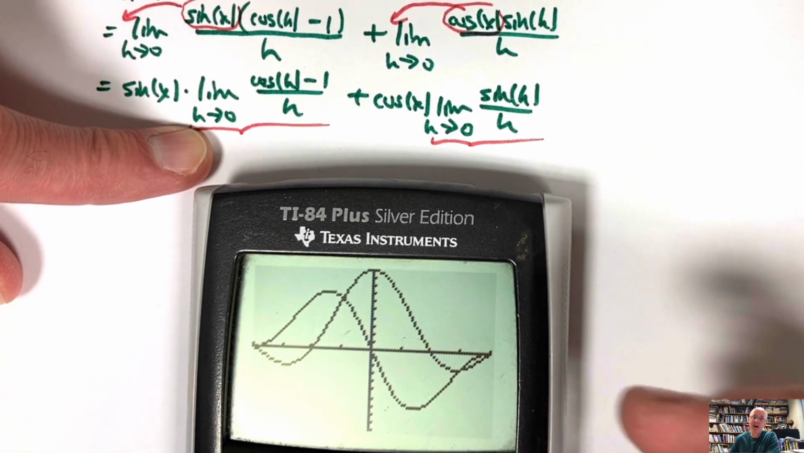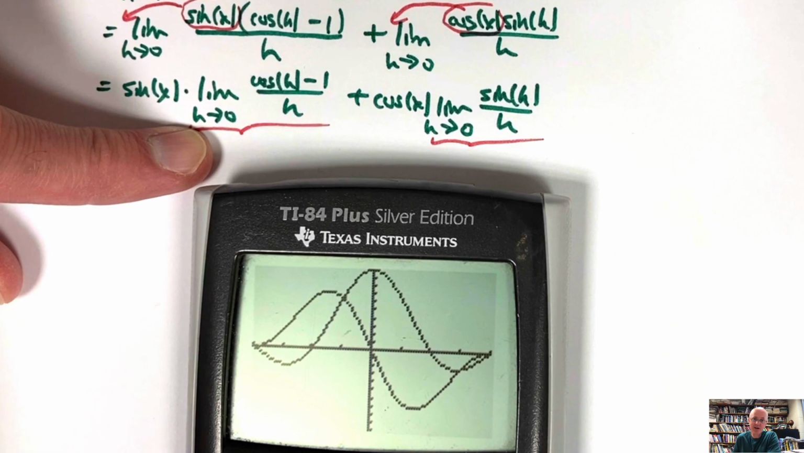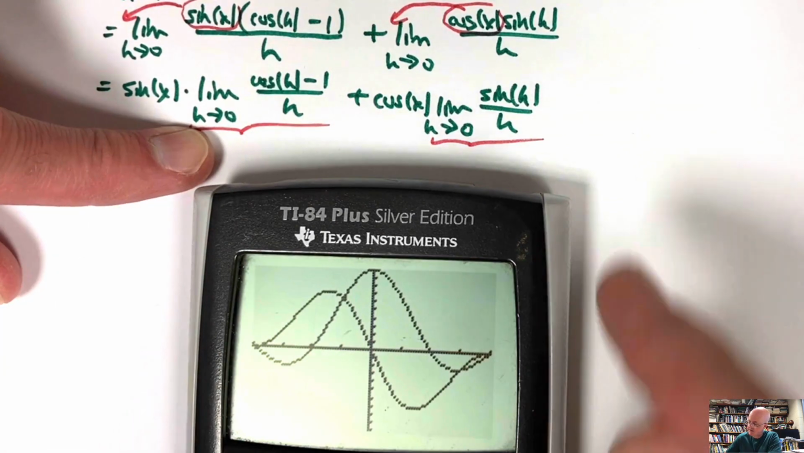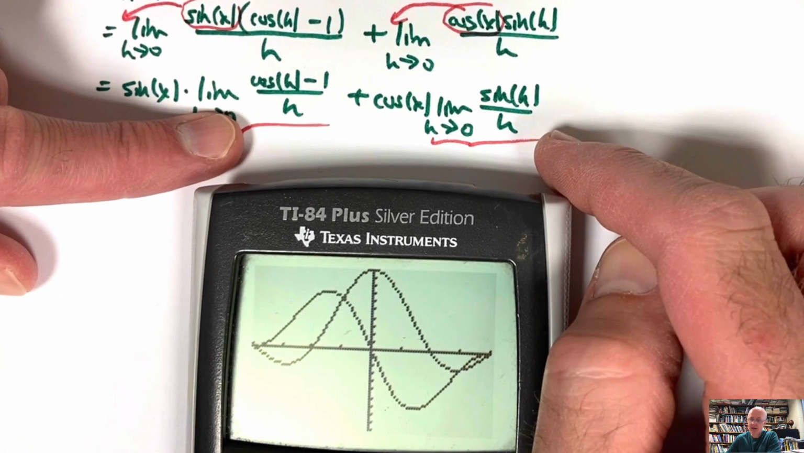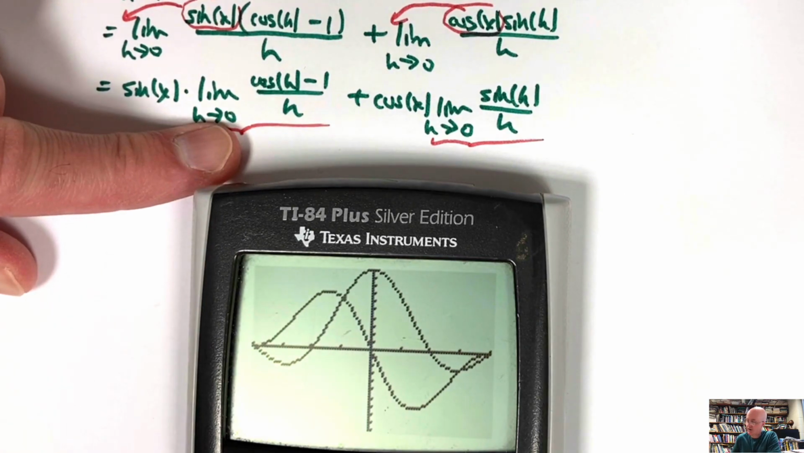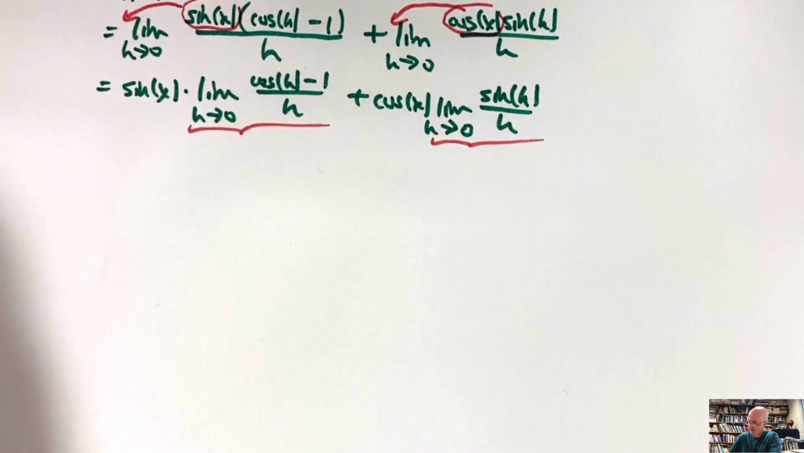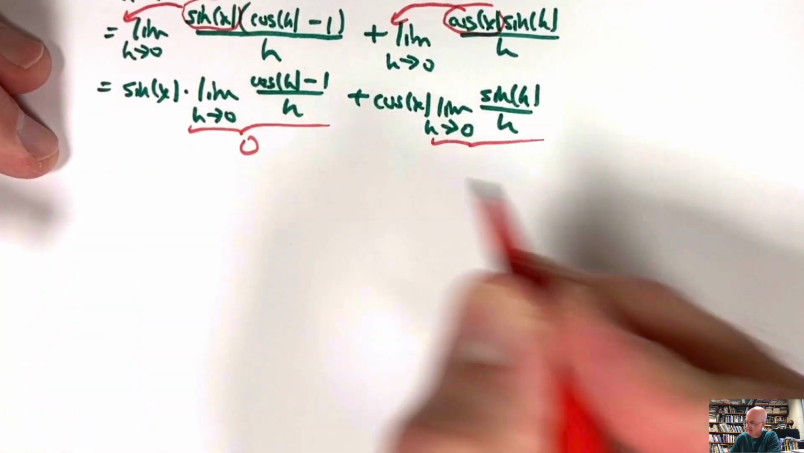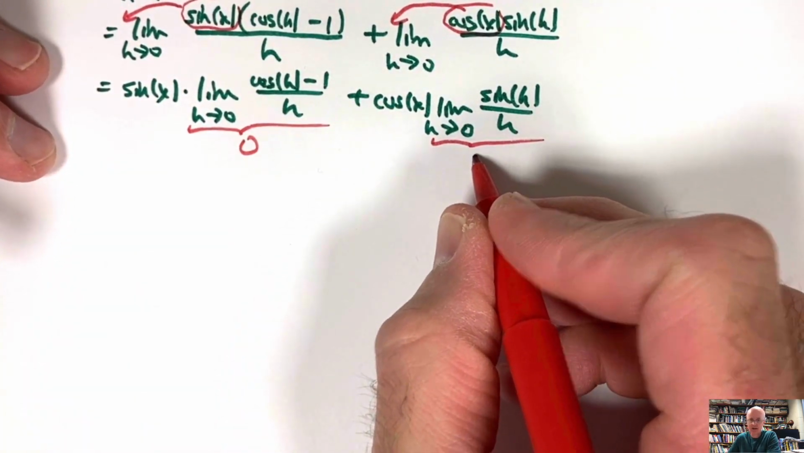Is that correct? I'll leave it to you to check that if you plug in values of h close to 0, but not equal to 0 because you'd be dividing by 0, the first limit seems to be 0 and the second limit seems to be 1. And in fact, that is true. This limit right here does turn out to be 0. This limit right here does turn out to be 1.